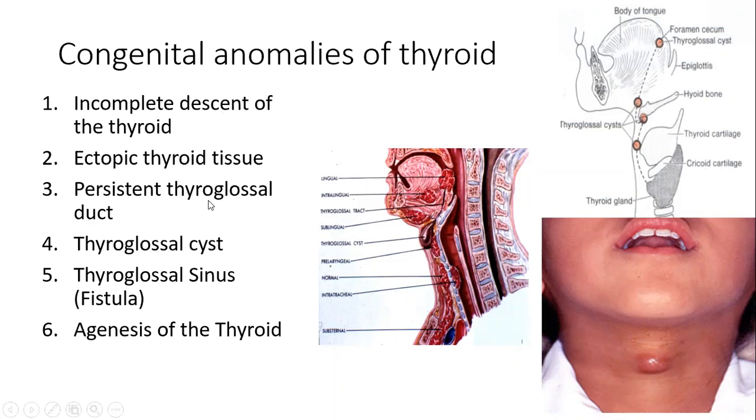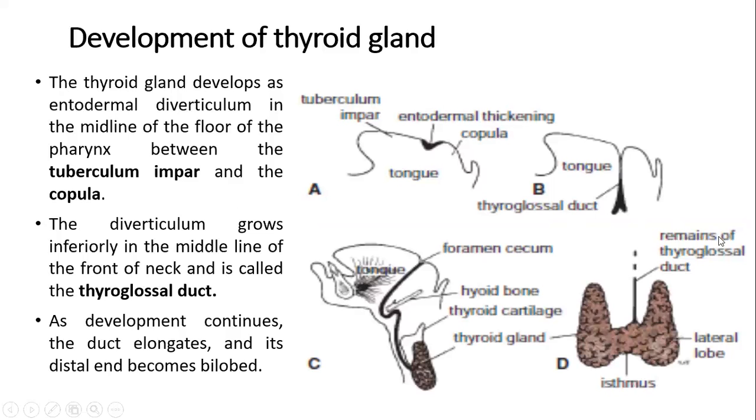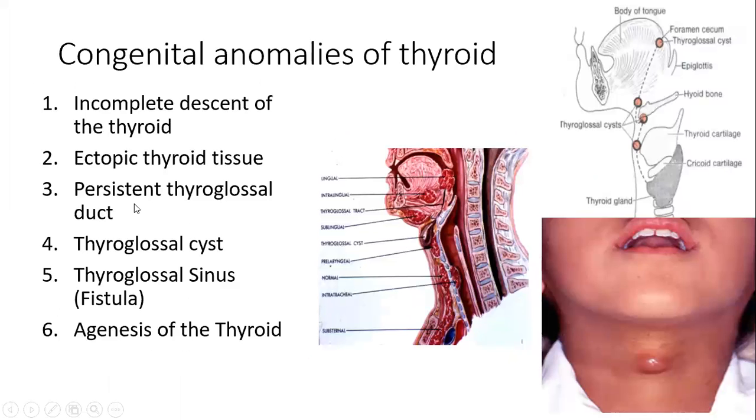Then sometimes there can be a persistent thyroglossal duct. As we saw, this whole duct will disappear, but sometimes it remains as a persistent thyroglossal duct. Sometimes it remains as a small cyst. The whole duct will disappear, but there will be a small cyst. If you can see here, these are called thyroglossal cysts, in different areas where the duct has not completely disappeared, so it remains as a small cyst with a small quantity of fluid. Sometimes a thyroglossal sinus or fistula might appear. There might be a hole through which it can start appearing.